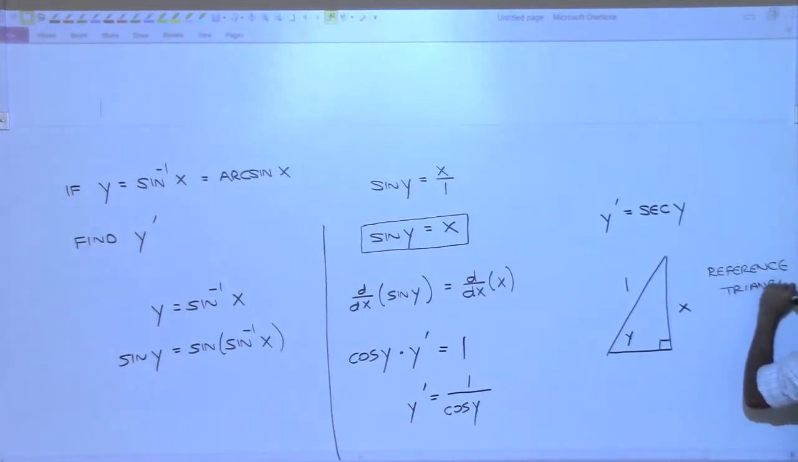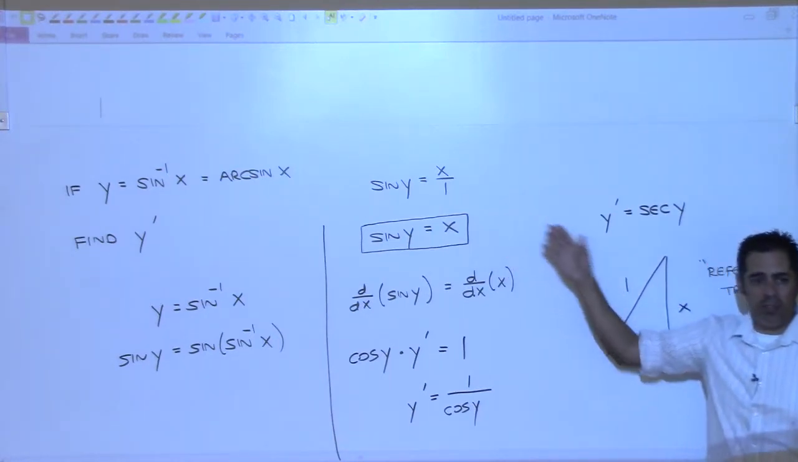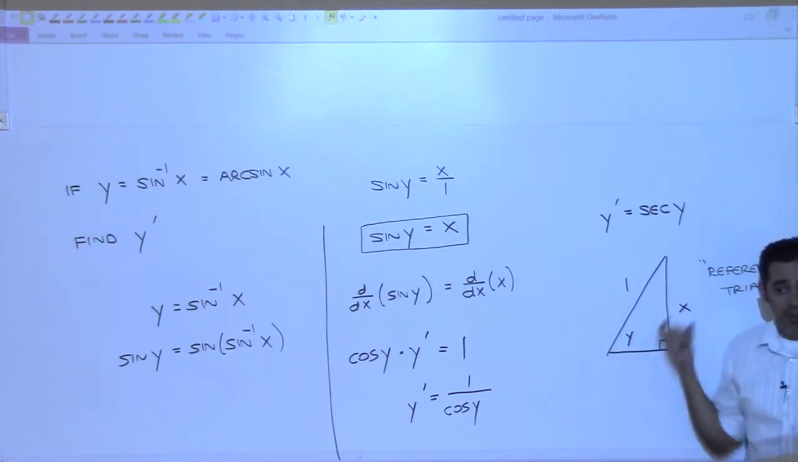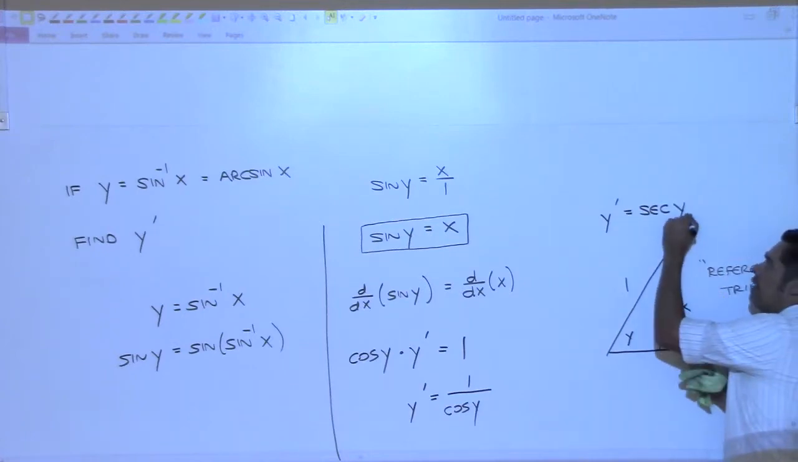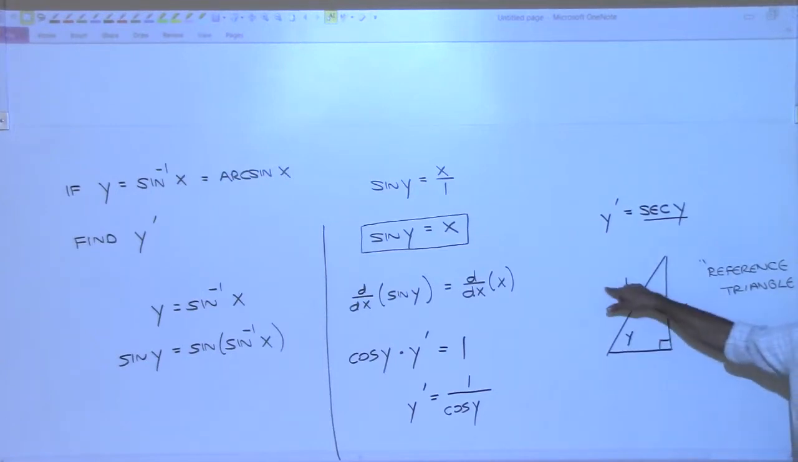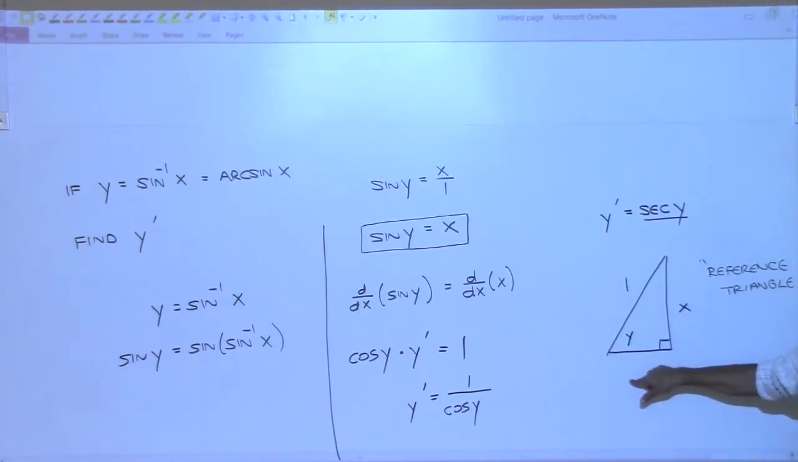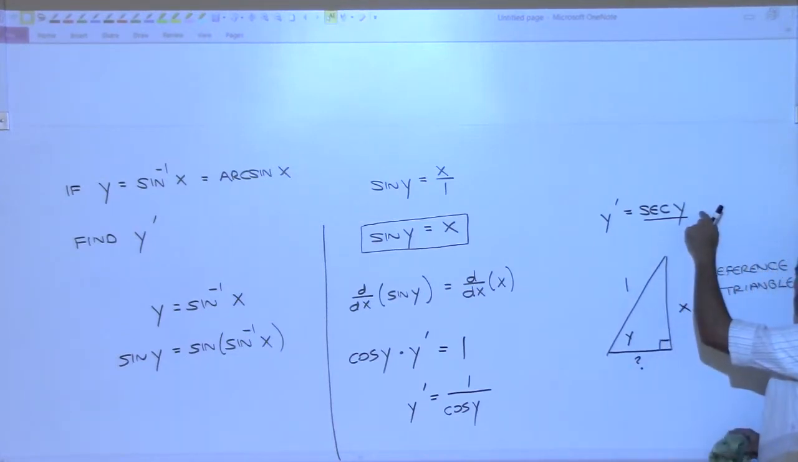It's basically a triangle that we are going to use. We're using an equation to draw a triangle, and we are now going to reference this triangle to get all the information we need. We would like to know what secant y is. Secant of y, what is secant of y? Well, it's hypotenuse over adjacent. So if I knew what this side was, I would be able to replace this, right?